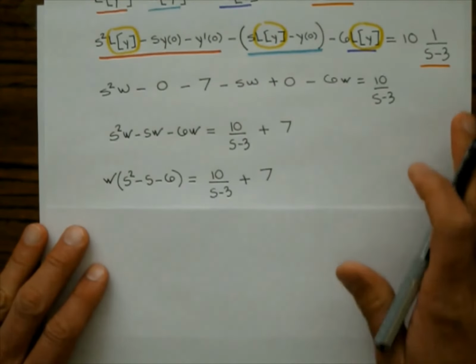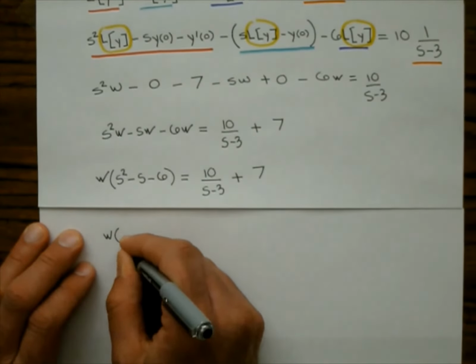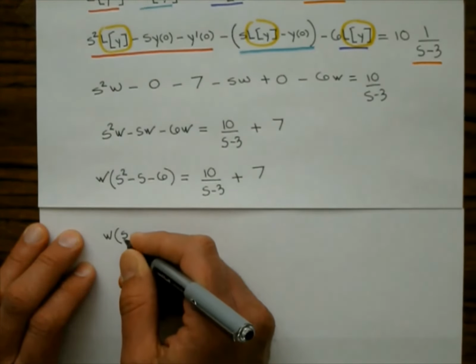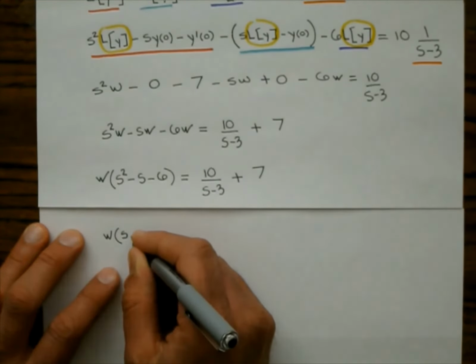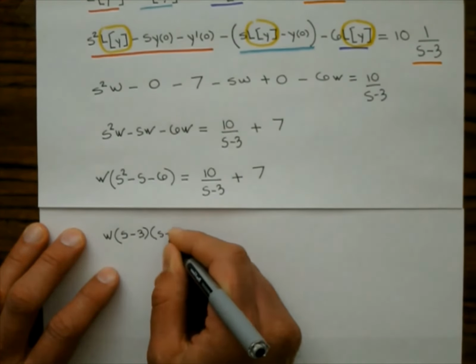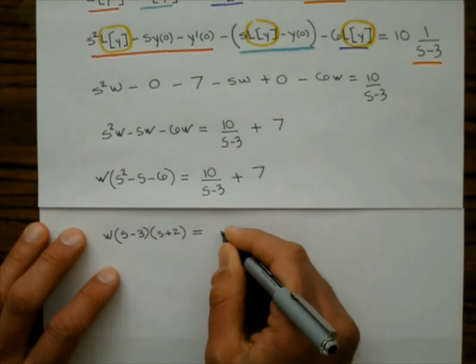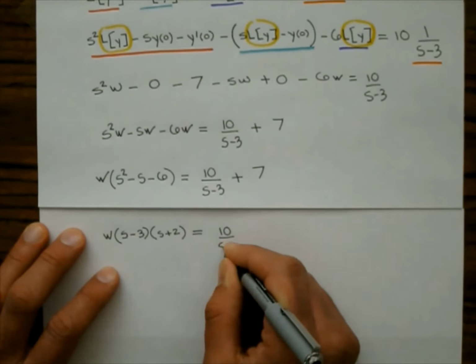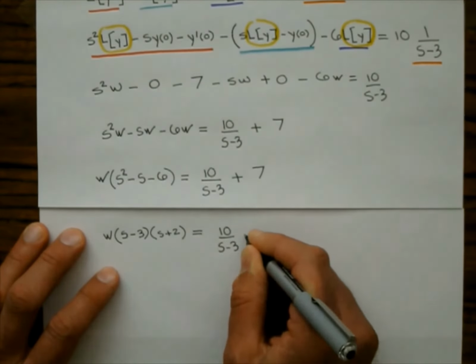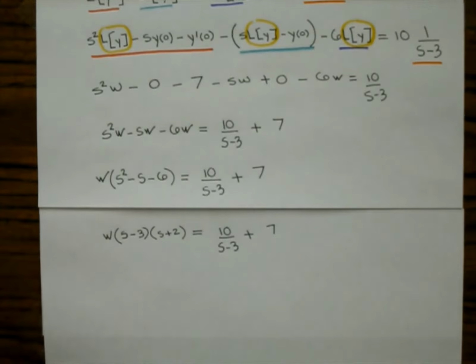So I'm going to factor that. Let's see what that factors into. This is going to go w, and then we have s minus 3, and then s plus 2. And then this equals 10 over s minus 3 plus 7.